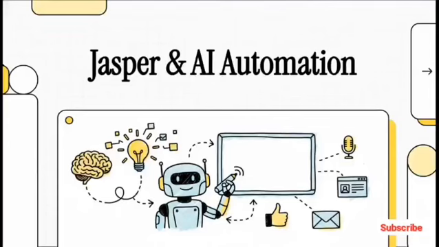All right, today we're going to dive into something that's really shaking up the marketing world, AI content automation. We're going to break down what that actually means, and we'll use a real platform, Jasper, to see how it all works. Let's get into it.